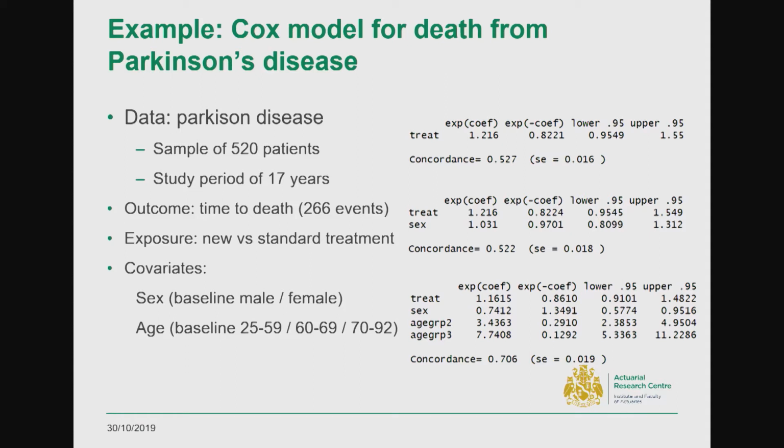We have fitted three Cox regression models. You can see the outputs in here. On the very top, you can see the result from the model which only has one covariate, which is treatment. It has a hazard ratio of 1.21. So it basically shows that the new treatment is worse than standard treatment. But it is not significant because it doesn't cross 1.